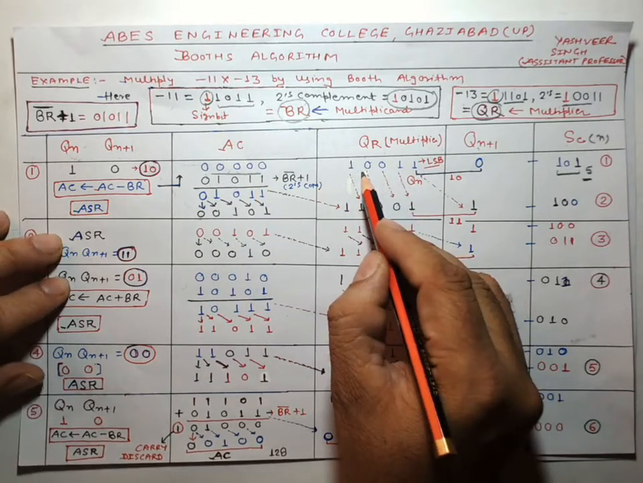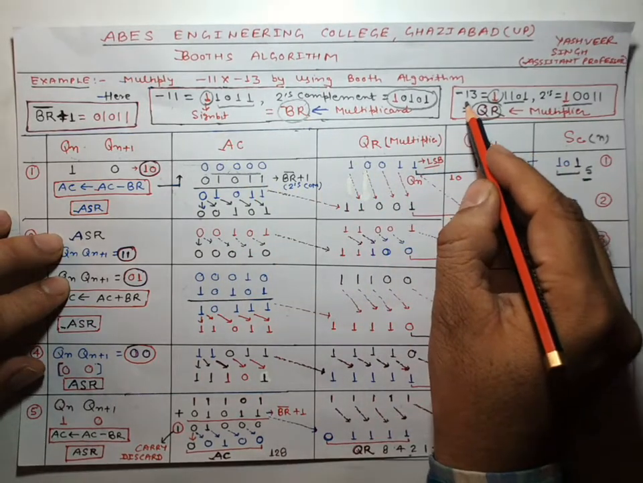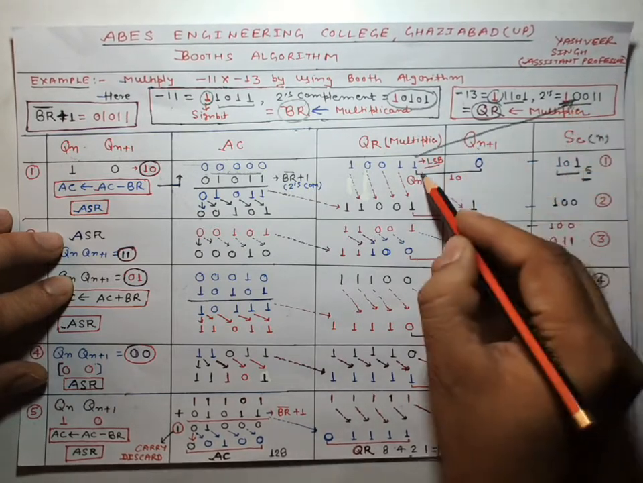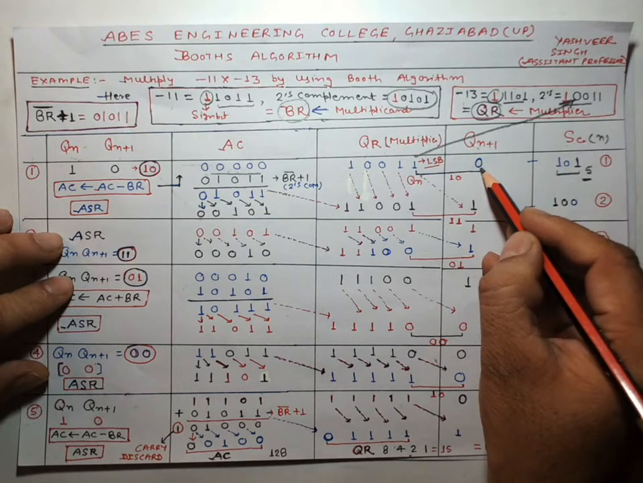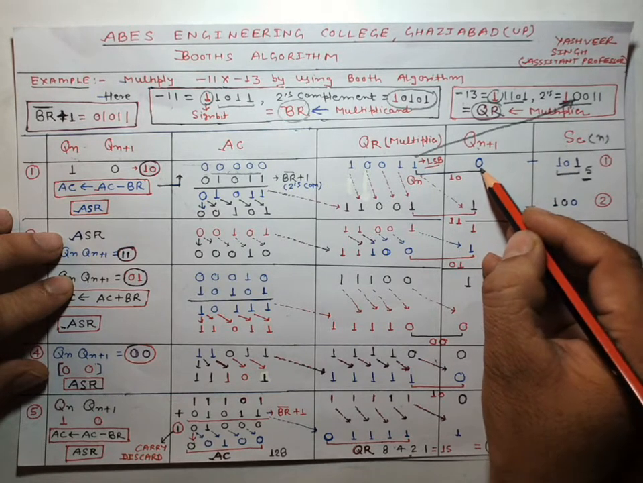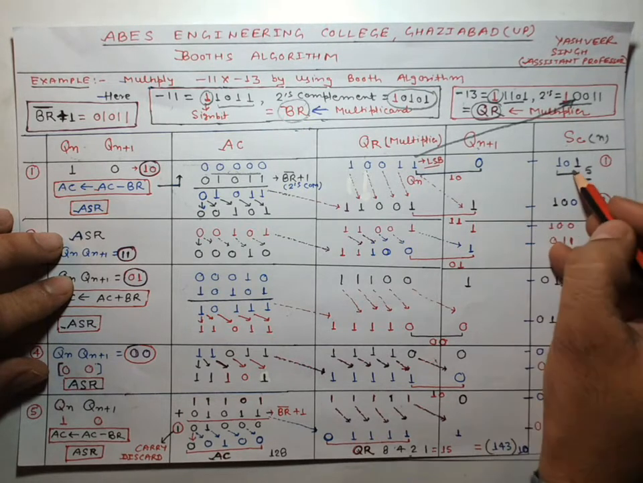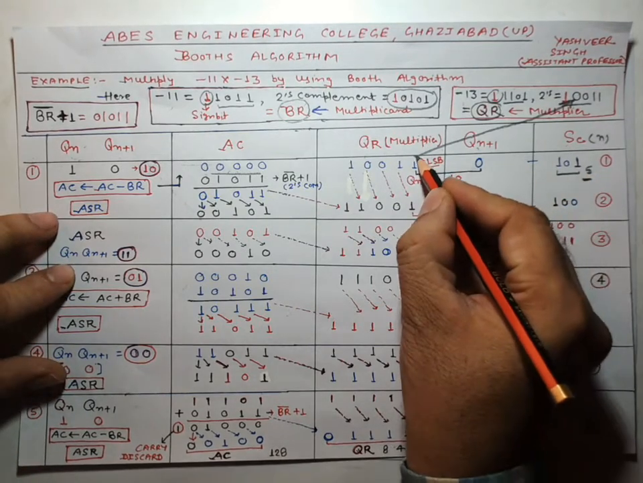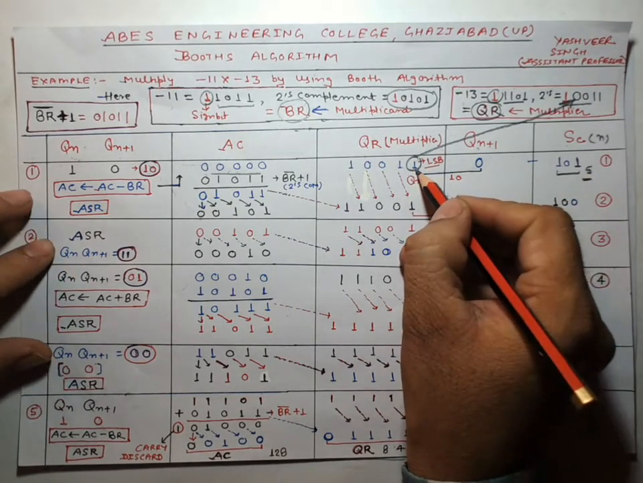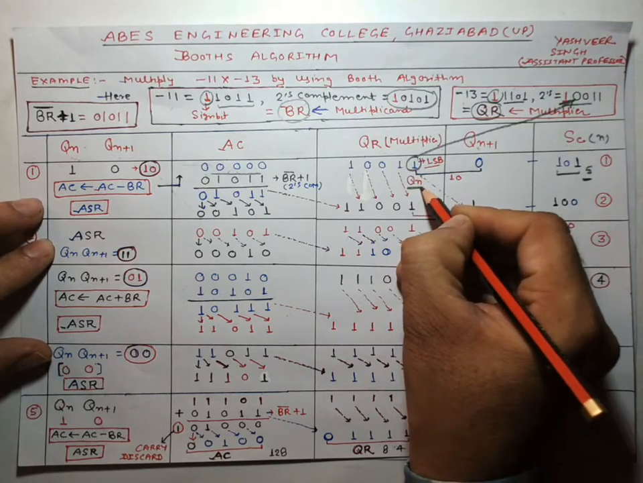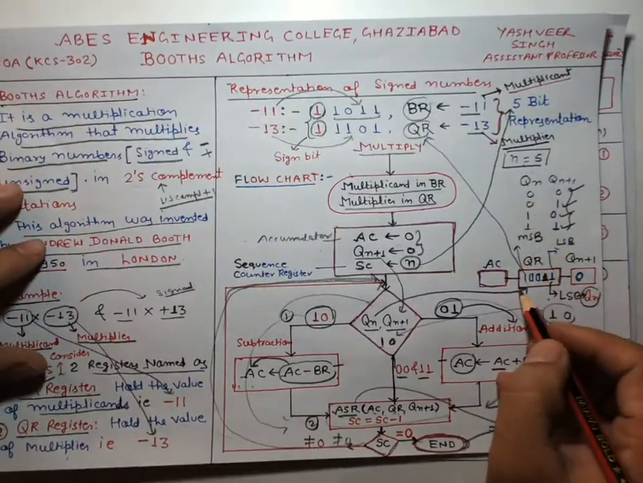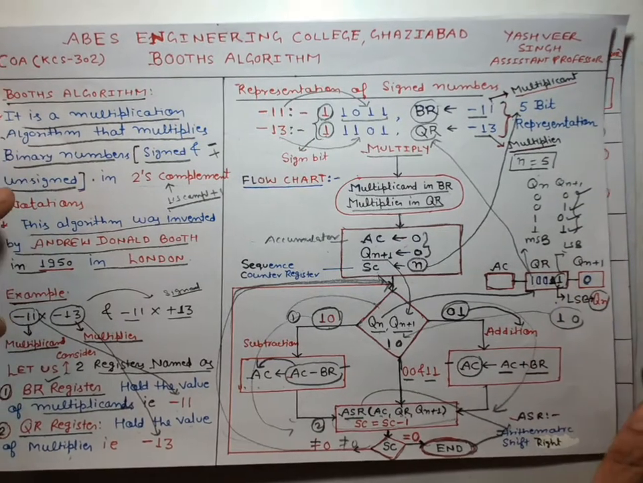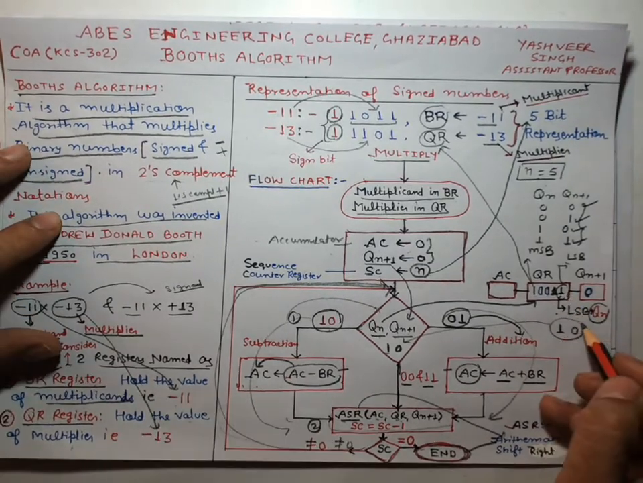QR means -13. The 2's complement of -13 is 10011, you can see. And Qn plus 1, I have already told about this, is also initialized by 0, and n equals 5. First of all, the least significant bit of the QR is Qn. I have already told you that the least significant bit of QR is Qn.